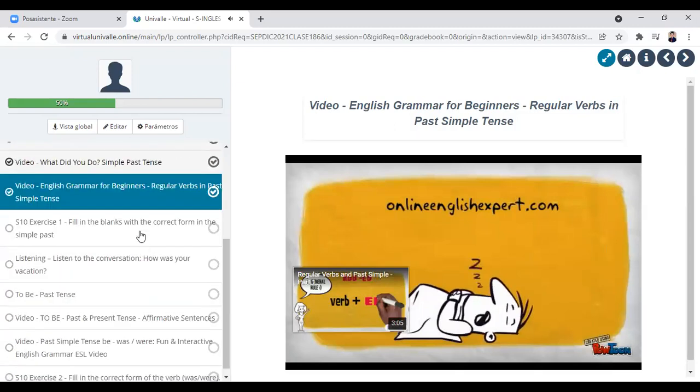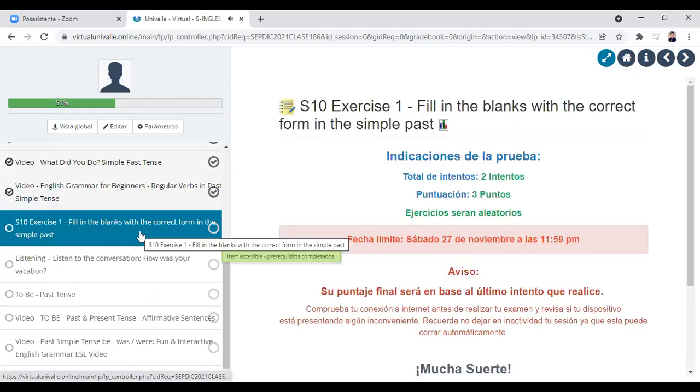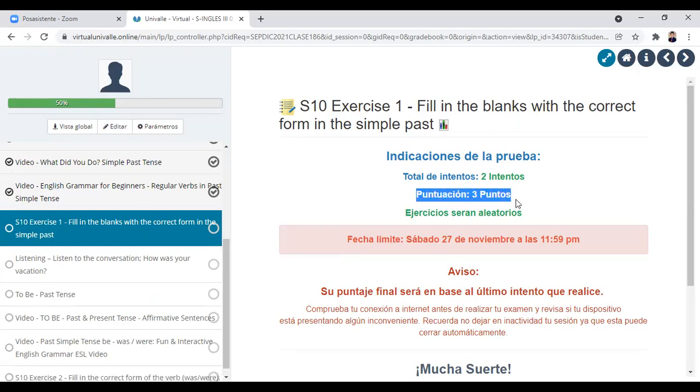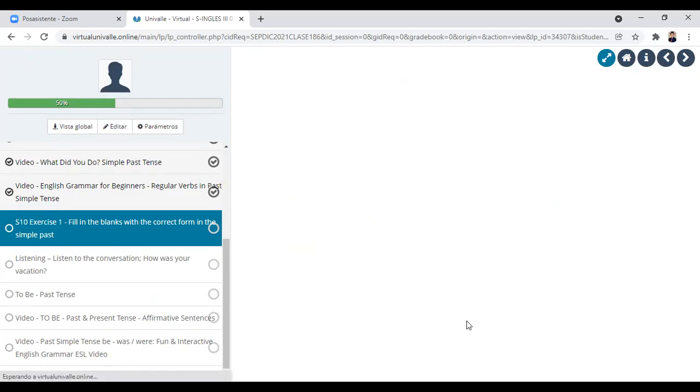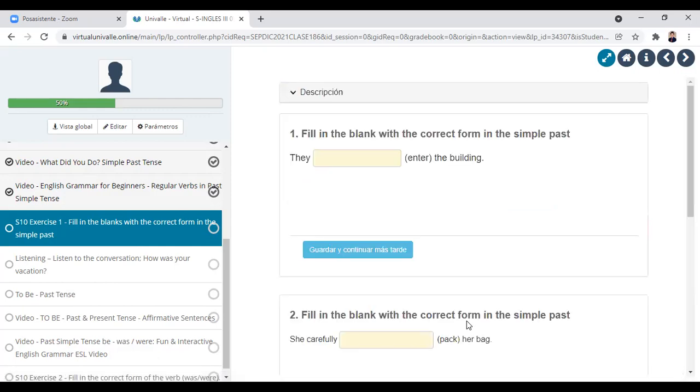Also in here, we're going to have the first evaluated exercise, and I will be explaining it to you, okay? Only explanation. Fill in the blanks with the correct form of the simple past tense. As you might know, this is an evaluated exercise, and it's part of your accumulative process. It will be available until Saturday, November 27th at midnight, okay? You will have 2 attempts. If you fail on the first attempt, you're going to have a second attempt to make it better.